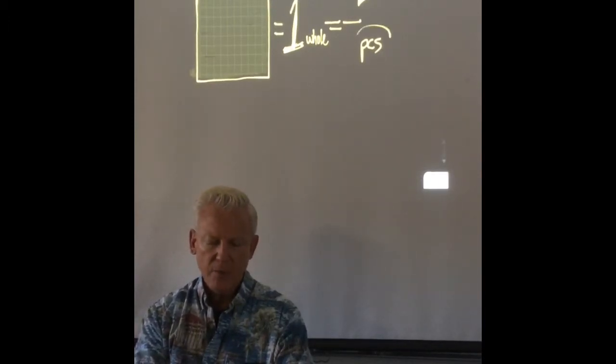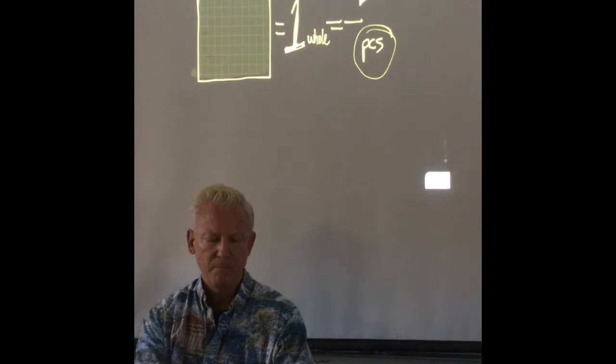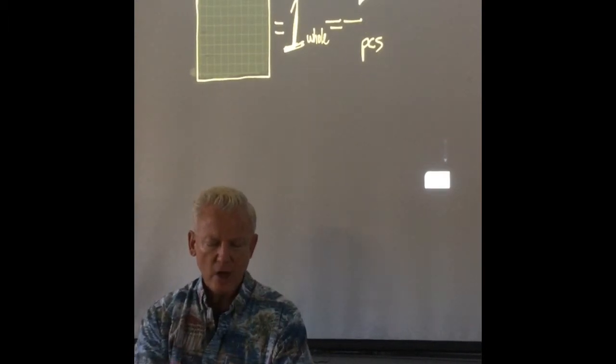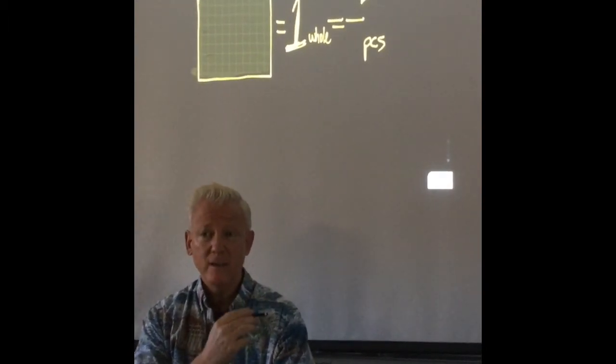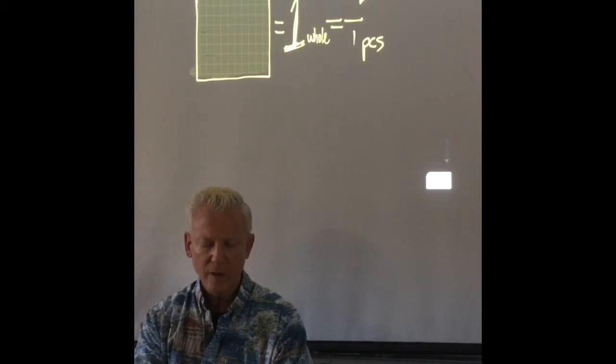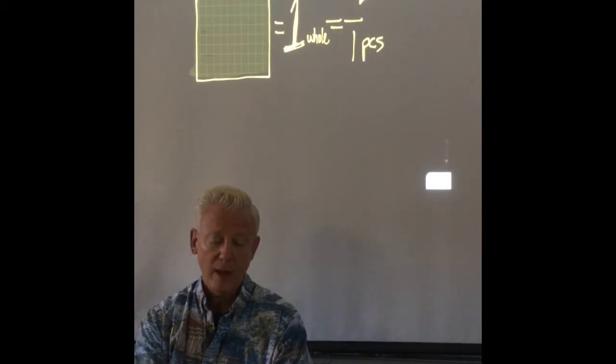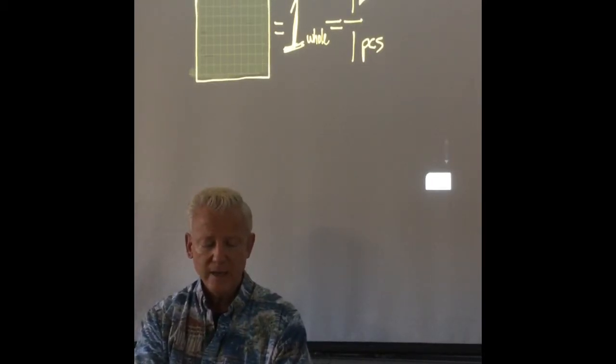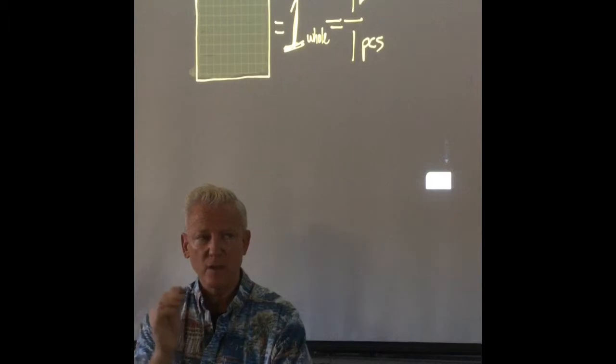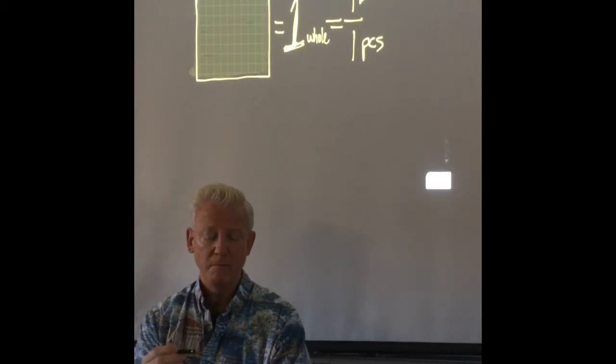So how could we represent that using a fraction? Well, if you notice, I put pieces down at the bottom. How many pieces are there in that one big square? Well, there's one big piece, isn't there? And how many of those big pieces do we have? Well, we have one. So as you can tell, one whole equals 1 over 1.